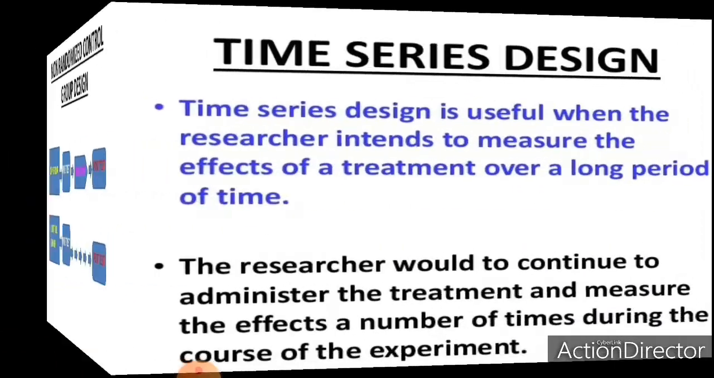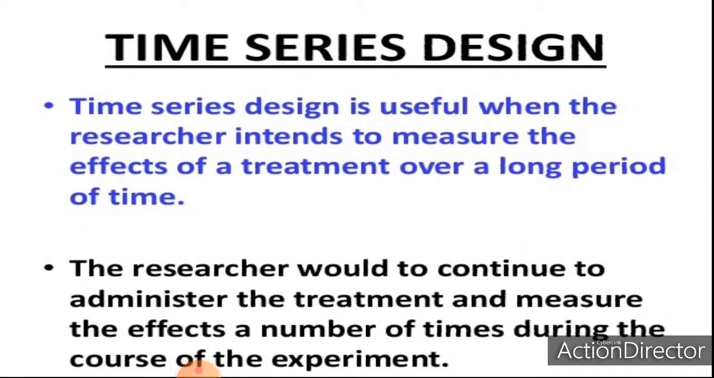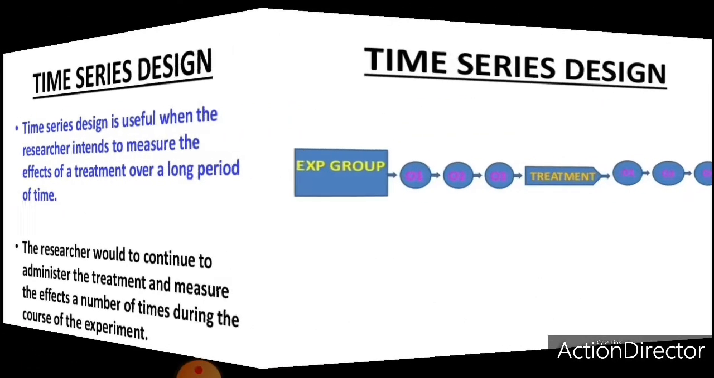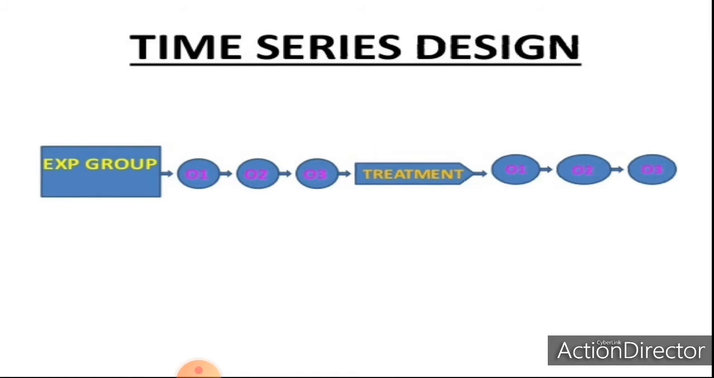Now we can discuss what is time series design. It is the second type of quasi-experimental design. This is the extended version of one group pre-test post-test design. Time series design includes a series of periodic measurements on the dependent variable for a group of test units. I repeat, time series design includes a series of periodic measurements on the dependent variable for a group of test units. For more understanding of this design, look at this diagram.